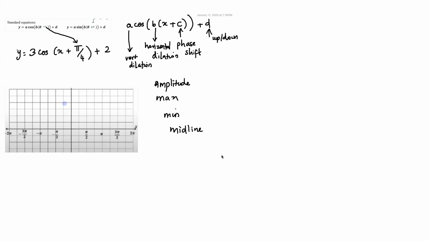Are you there with me? Okay. We now know max, min, and midline. What else do we need? Phase shift and period, which we have not done. What is the value of B here? Period and phase shift we need.